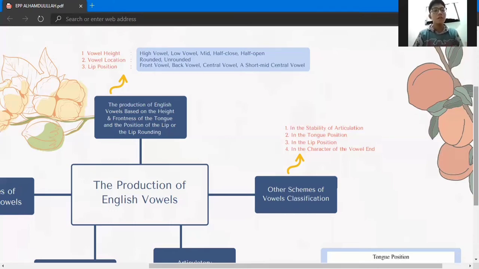Vowel length. Vowels are capable of being continued during a longer or shorter period. All English vowels, monophthongs, are divided into long and short vowels.